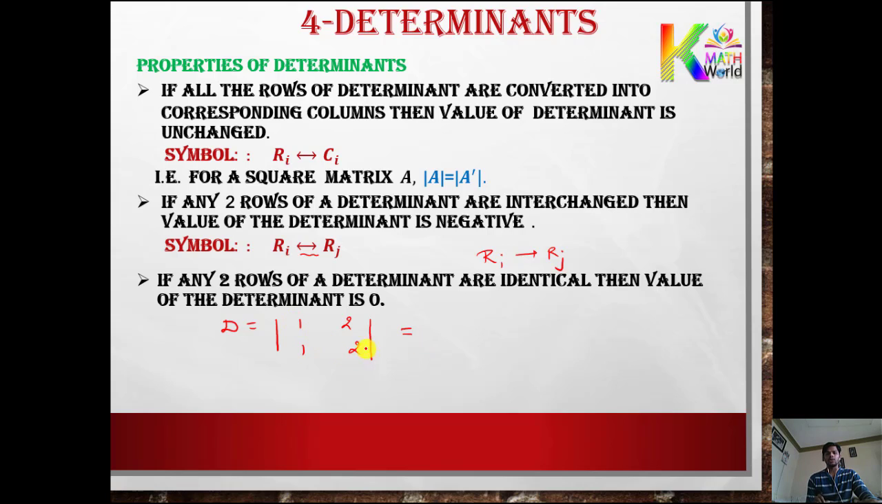So what is the answer? 2 minus 2, 2 minus 2. What is the answer? You got 0. It means if two rows are identical, then the value of the determinant is 0. Okay.